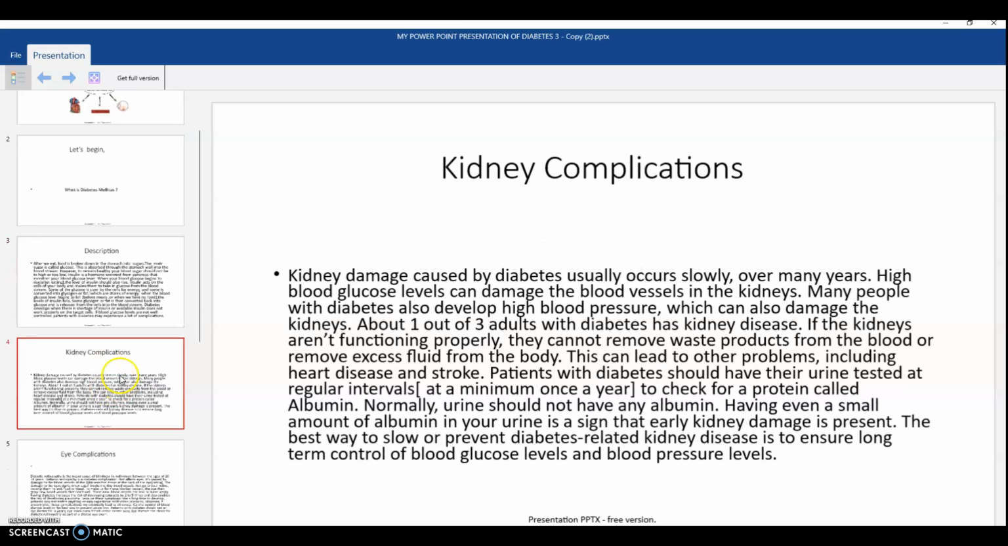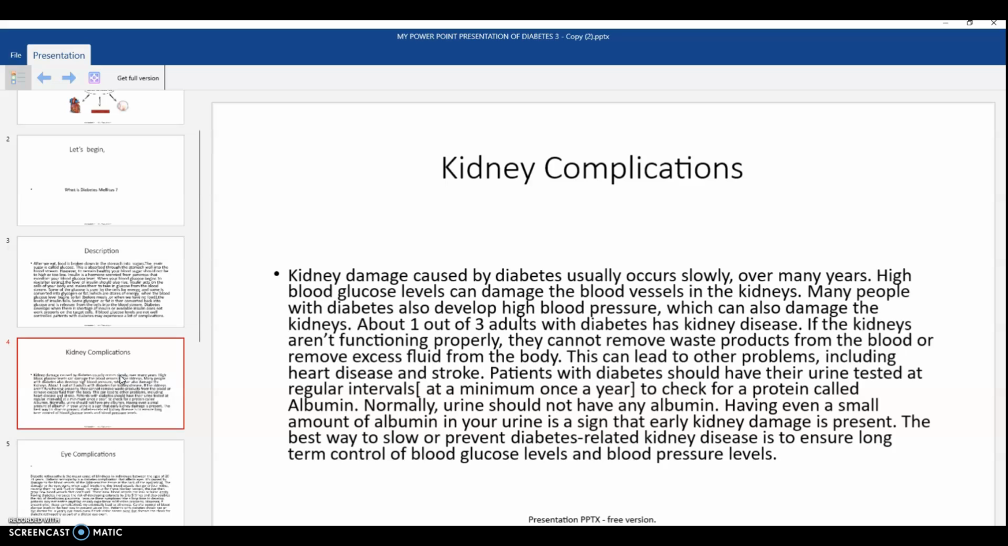So the first one being kidney complication. So high blood glucose level damages blood vessels in the kidney, and this leads to high blood pressure in people who are diabetic, and it also damages the kidney. And statistically, about 1 out of 3 adults with diabetes develop a kidney disease.